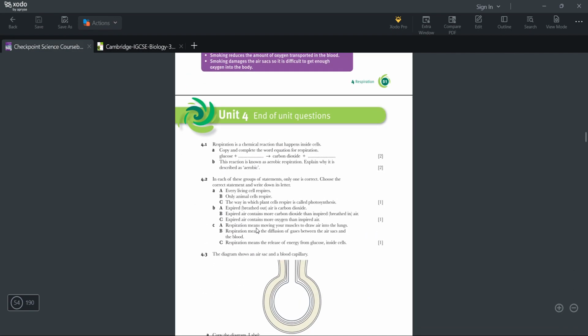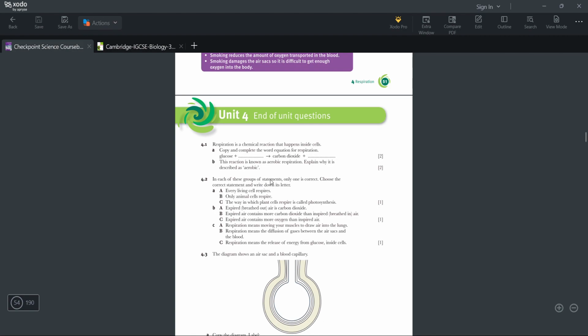Okay, the end of unit questions. I haven't marked it because I want to just go through it with you really quickly. Respiration is a chemical reaction that happens inside of a cell. Copy and complete the word equation for respiration. So you're going to have glucose and oxygen producing carbon dioxide and water here. This reaction is known as aerobic respiration. Explain why it is described as aerobic. It's because it takes place in the presence of oxygen. Anaerobic respiration is something like fermentation, where glucose is also broken down, but not fully, but there is still a release of energy without the presence of oxygen.